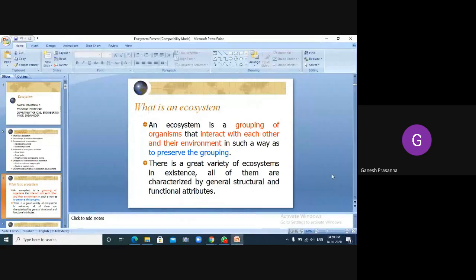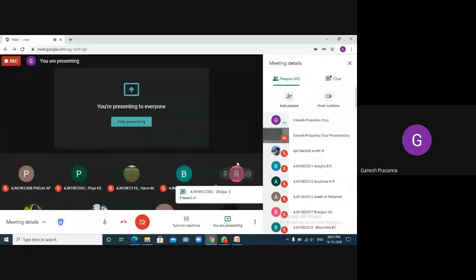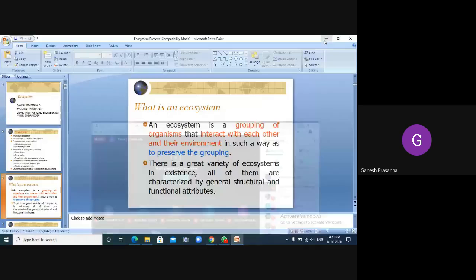Okay, so in ecosystem what happens is there are a lot of animals and plants and other human beings and also other things that live together, but all of them are mutually dependent on one another. So that way their grouping is also preserved and they also interact with the same environment, which is called an ecosystem. Okay, so there is a great variety of ecosystems in existence, and all of them are characterized by their own structural and also functional attributes. They correspond to their own attributes only.